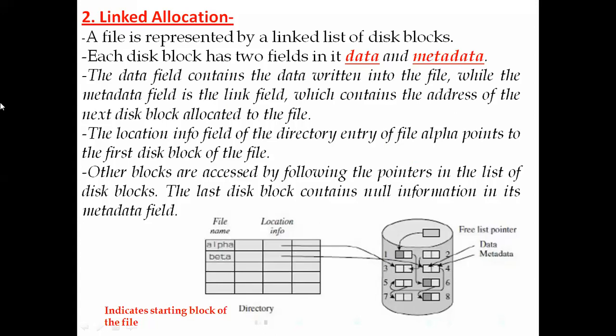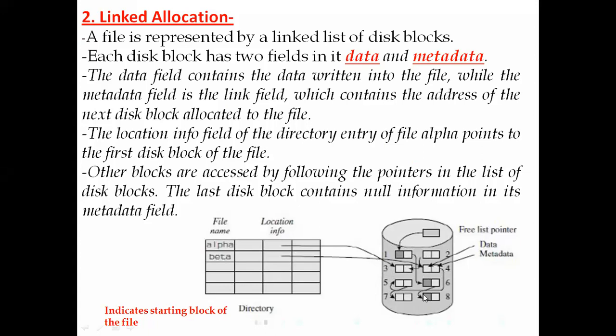What is the meaning of the data field? The data field contains the data to be written into the file. In all the disk blocks, the first field will always be the data field, which holds the information to be written into the file. The second part is called the metadata. What is this metadata? It contains the address of the next disk block allocated to the file.